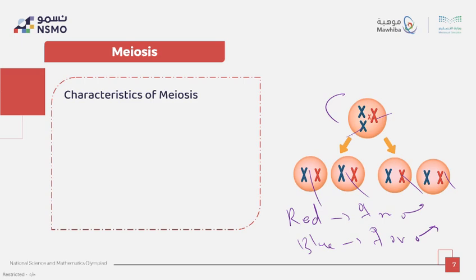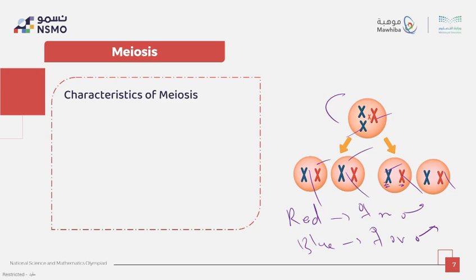And during division, they are randomly distributed among the gametes. So probably here, here, sometimes here, randomly. It's not like a rule. And the result is genetically different, not identical like mitosis. Here, there is genetic variation, because each cell receives a different combination of chromosomes. So this is the purpose of meiosis.